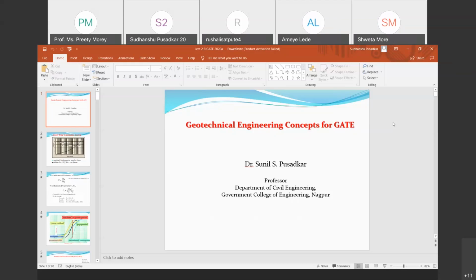His specialization... No, I'm at Nagpur now. Okay, sorry. Government College, Nagpur. Okay. His specialization is in soil mechanics. Now, I request sir to please start your session. Okay, thank you, sir. Thank you, Priti, and I am privileged to meet you virtually after 10 years of graduation from Amravati.